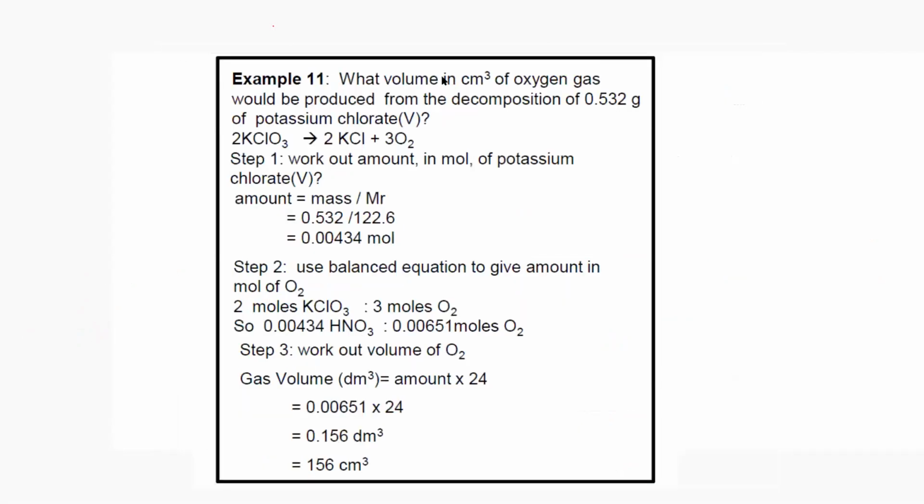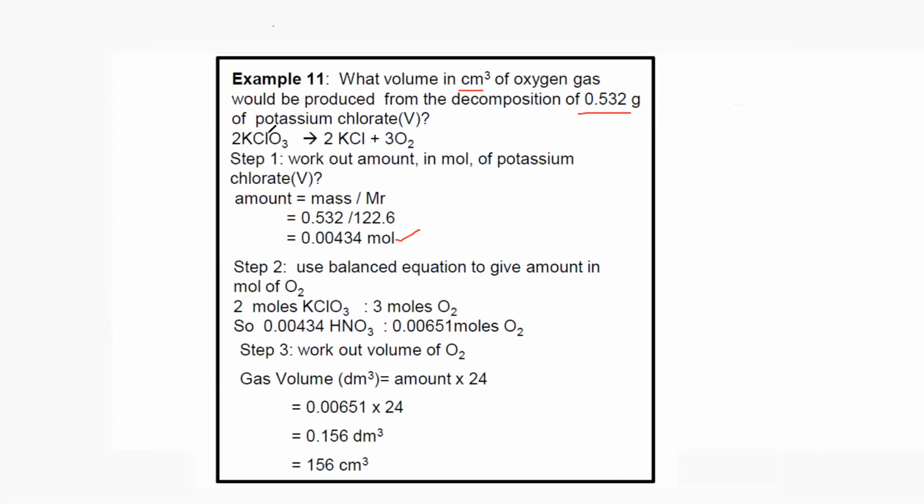Another example, finding moles by using a formula, by using a ratio. What volume in cm³ of oxygen is produced by decomposition of 0.532 grams of potassium chlorate? So first, moles equal mass in grams over molar mass. The mass in grams is 0.532, the molar mass is 122. So we get the moles.